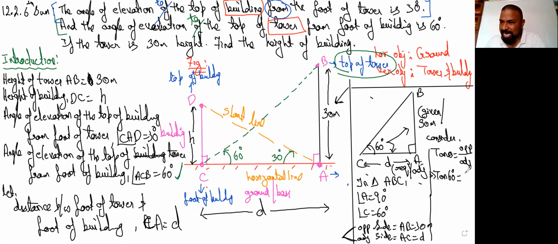Which is the opposite side? Is it AB? Yes, sir. Adjacent is AC. Now let us substitute the values. Tan 60 is nothing but √3. What is the AB value? 30 meters. And AC, we took it as D. Now let us cross multiply that one. So can I call it as D is equal to 30 by √3? Yes, sir. So we got the value of D.